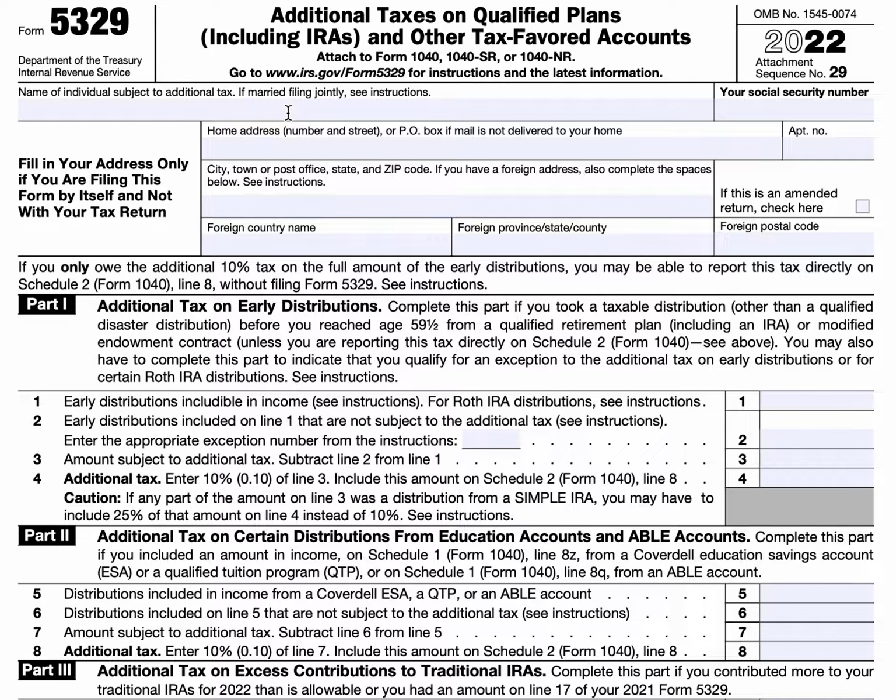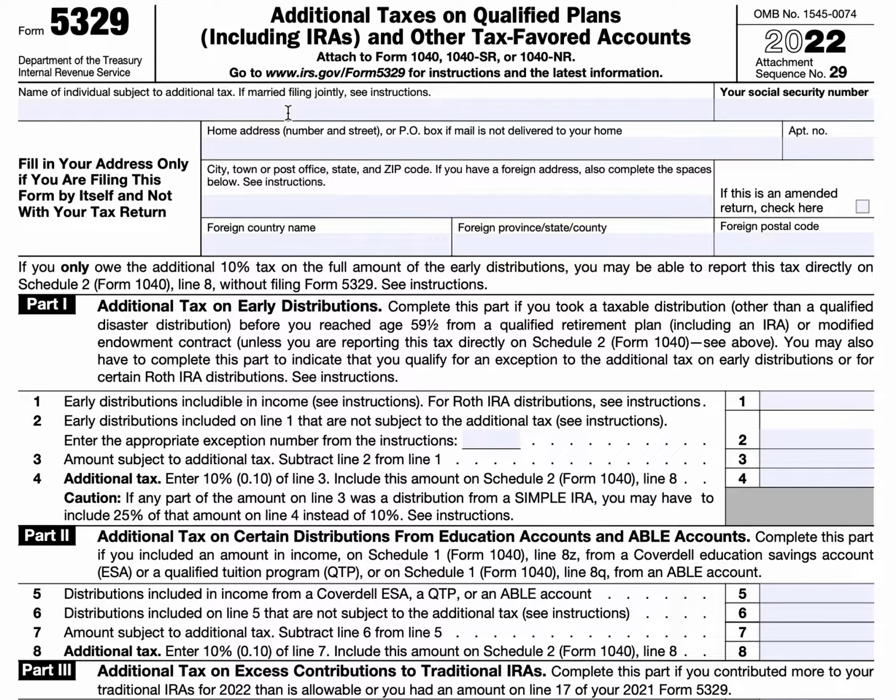If you and your spouse are required to each file 5329, complete a separate form for each of you. Then include the combined tax on Schedule 2 of your Form 1040, line 8. If you're filing an amended tax return, check the box at the top of page 1 of the form. Do not use the 2022 Form 5329 to amend your return for any other tax year.